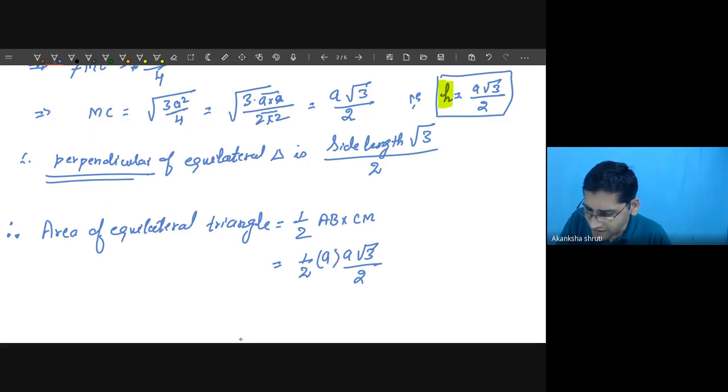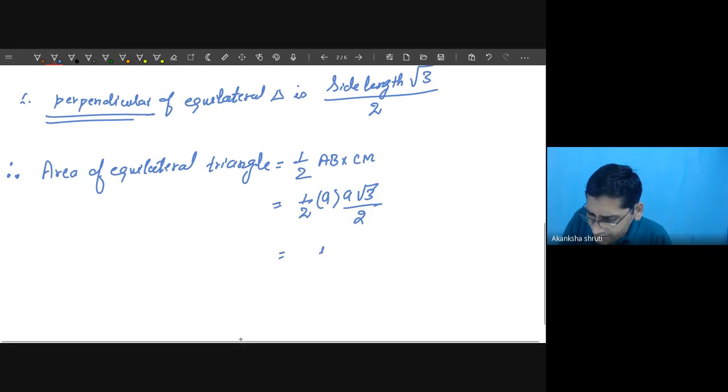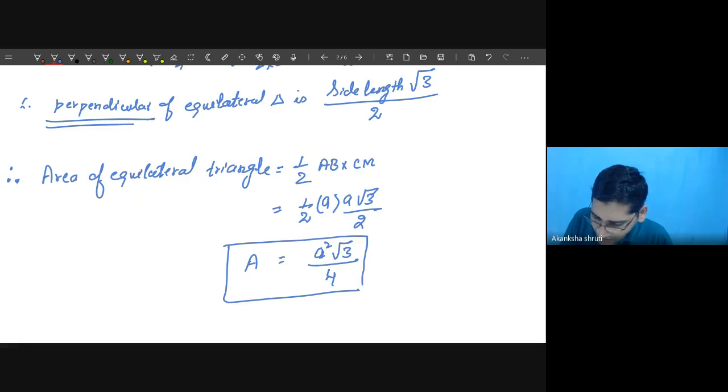Student, all of these three are in multiplication. So numerator can be kept in numerator. So A into A becomes A square. Root 3 remains as it is. And in the denominator, 2 into 2 becomes 4. So this is denoted by A. So this is the alternate formula that we have to keep in mind.